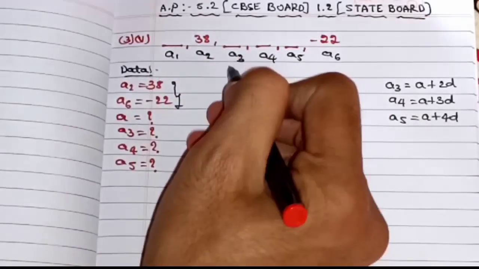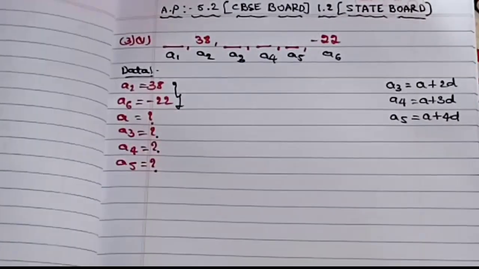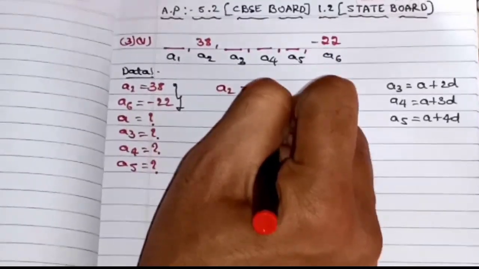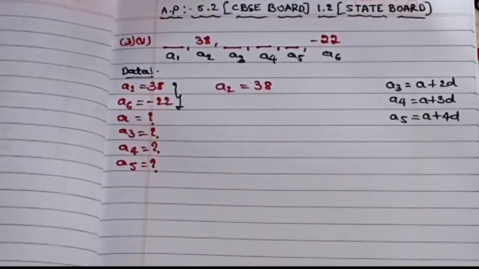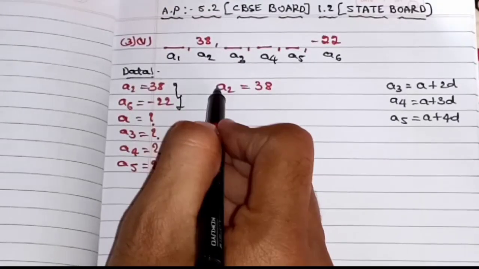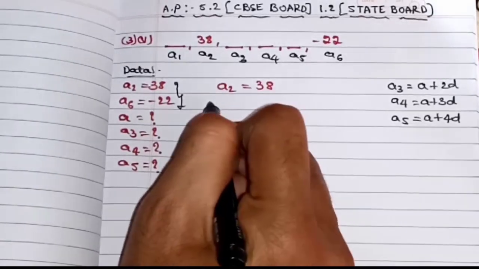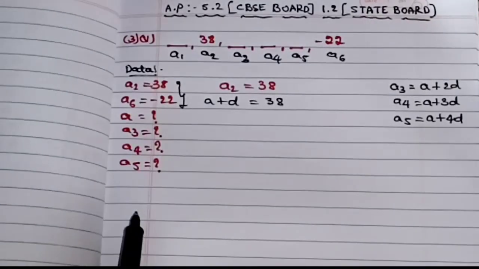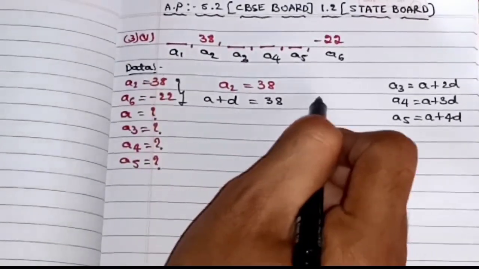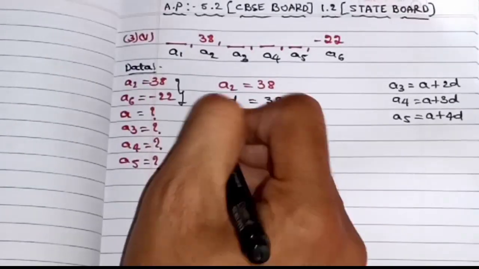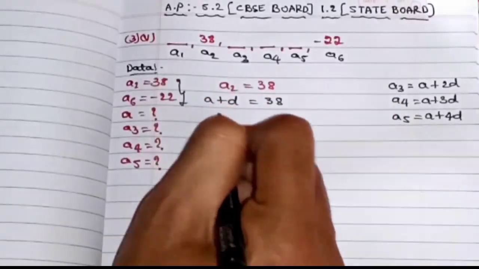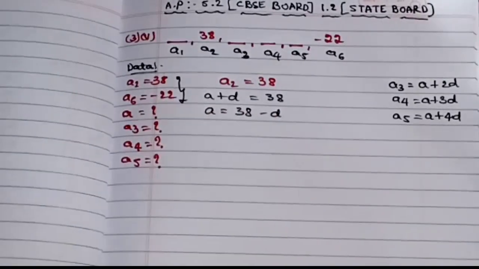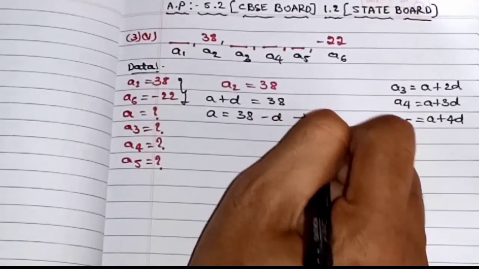Now whatever they have given as the condition, I'll write down. The first condition they have given is a second term. A second term is how much? 38. Okay, now I think you know the formula children. What is the formula to find the a second term? Nothing but a plus d is equals to 38. Okay, now just send d to the right hand side. If you send d to the right hand side, it will become minus, because here plus is there. So therefore a is equals to 38 minus d. Okay, call it as equation number 1.